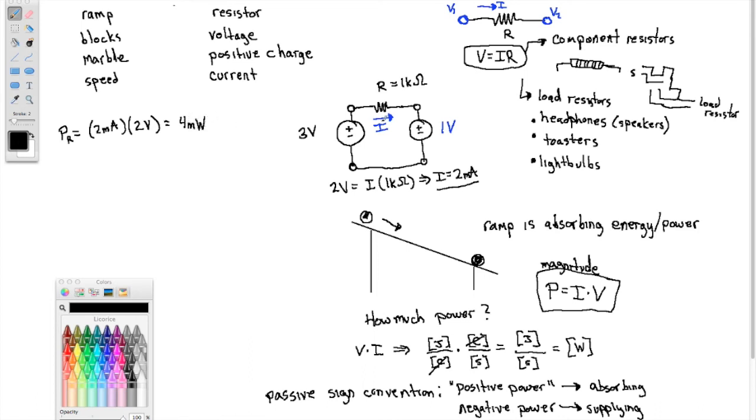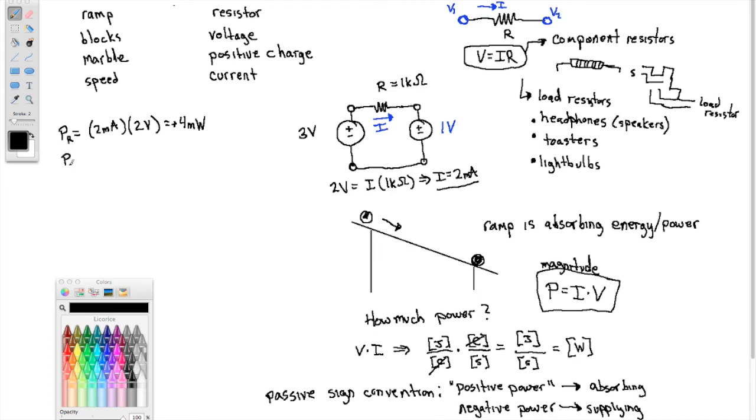And because the current enters the positive side of the resistor and leaves the negative side, the resistor is absorbing power. Resistors always absorb power, and so that's positive. The passive sign convention. We're just going to make that positive.